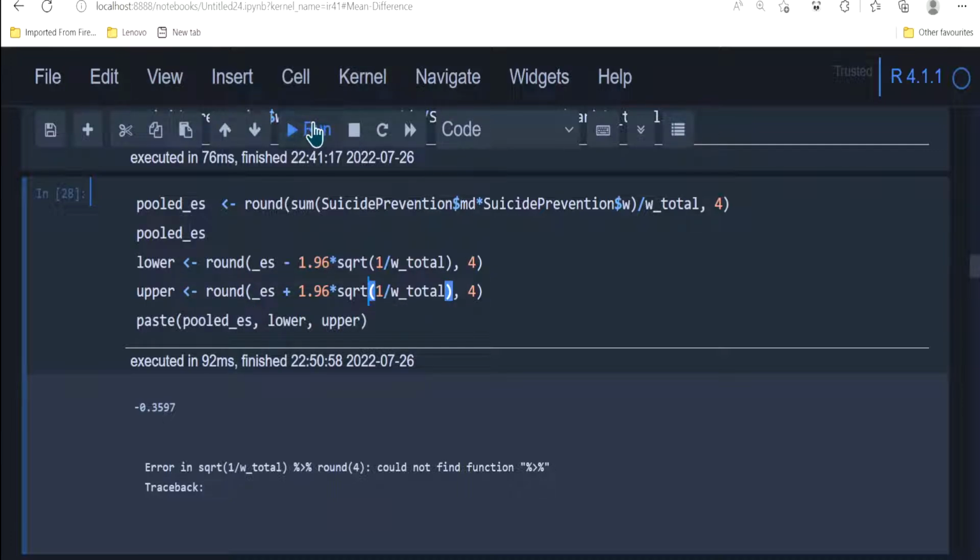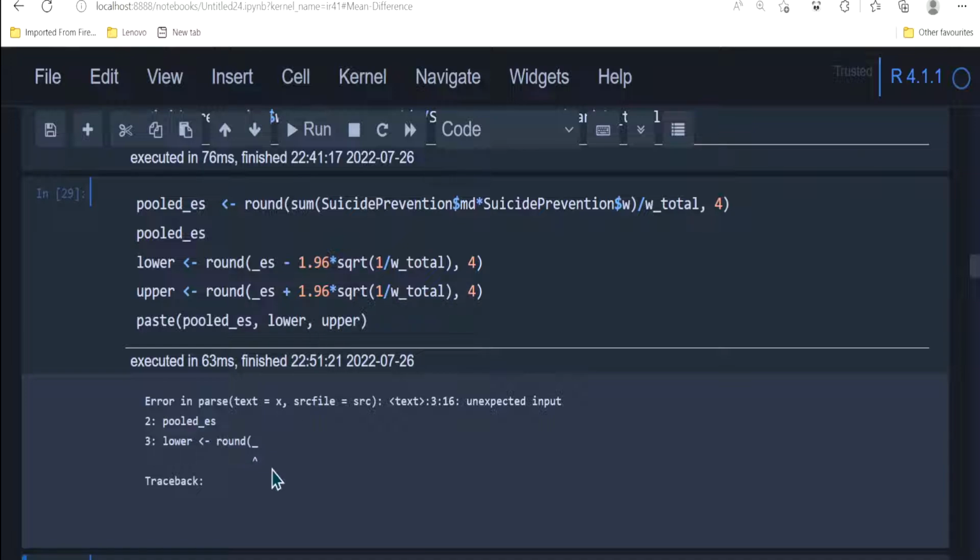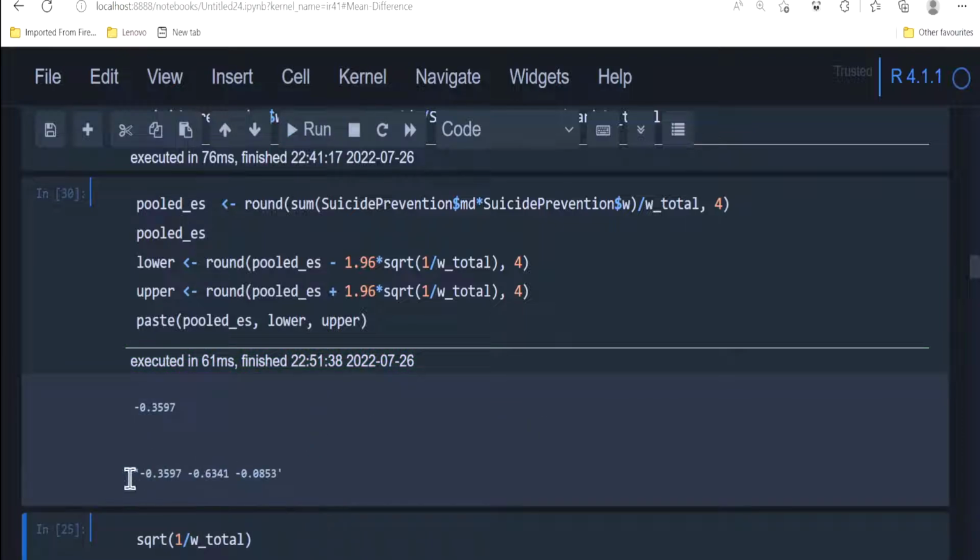So now I should be able to get my confidence interval, but there seems to be another error. So round effect, yeah, this one here. I don't need that one. Pool effect size actually. And this again should be pool effect size, and now I should be. So this is how our effect size looks like, but there should be a comma in between.